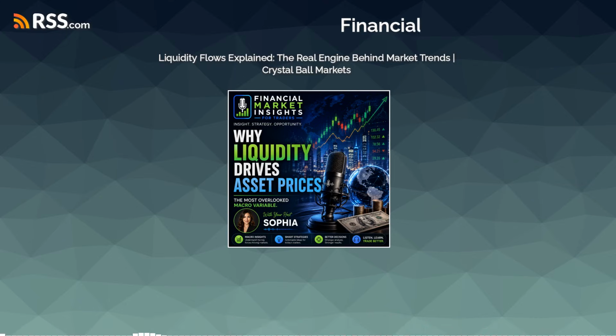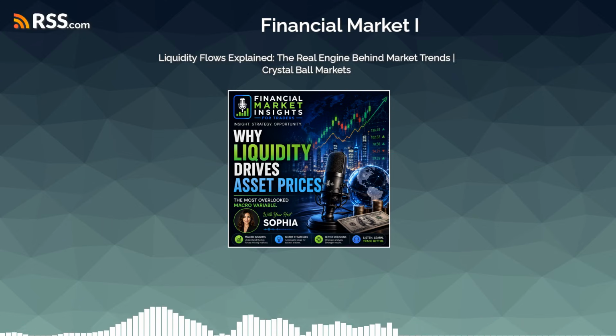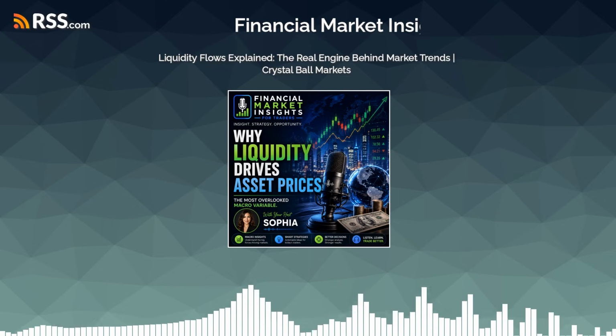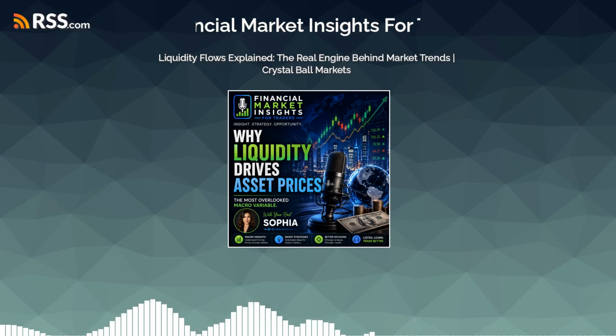Look underneath the price. Look at the capital flows, the financial conditions, the credit environment, and the liquidity supporting the market. Because sometimes the most important market signal isn't what investors are buying. It's how much liquidity is available to keep buying.